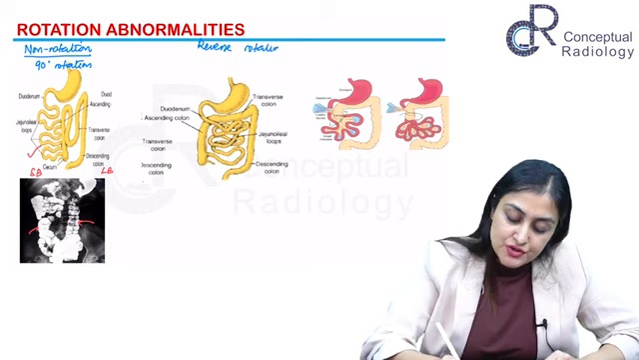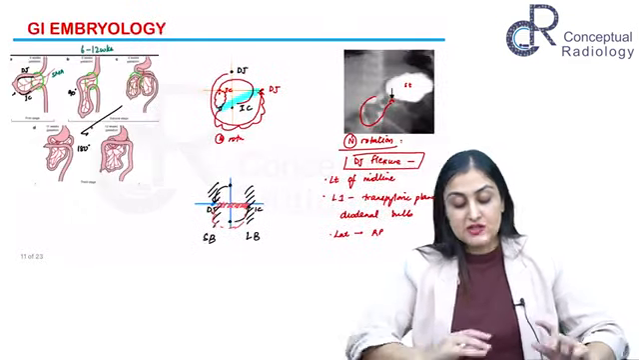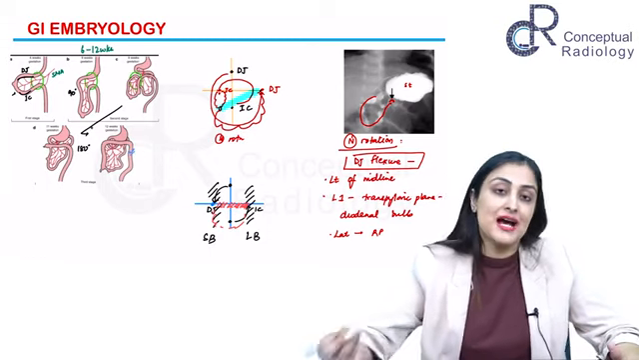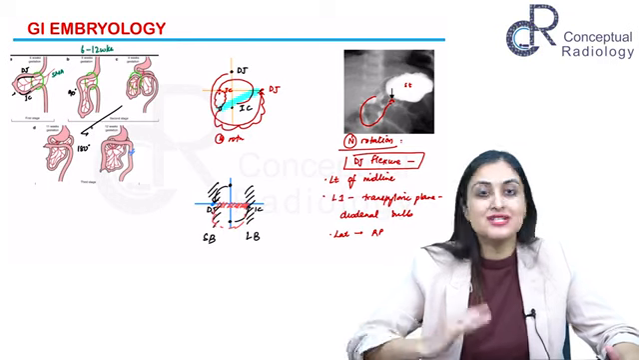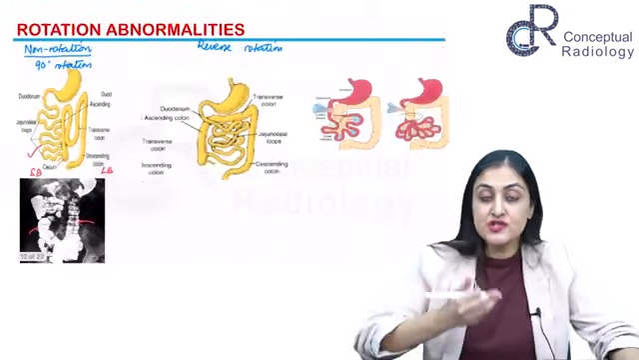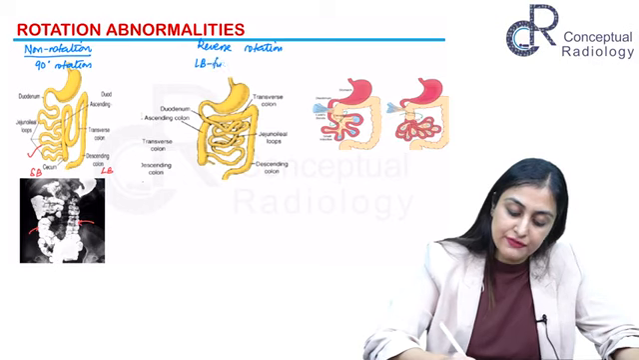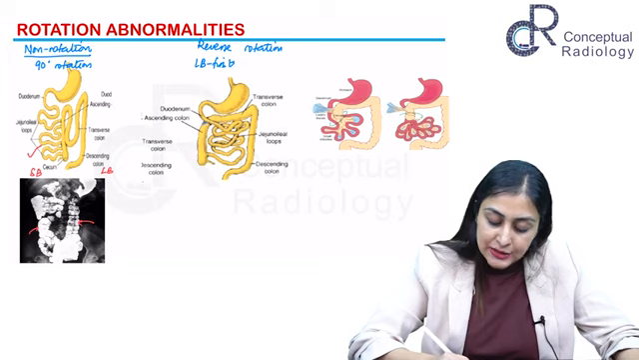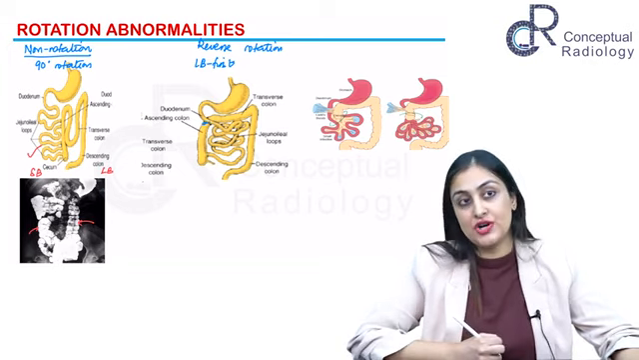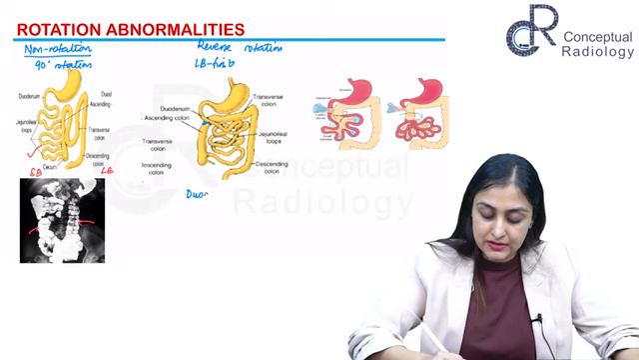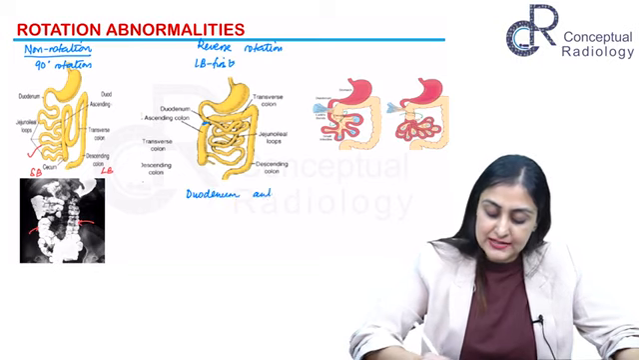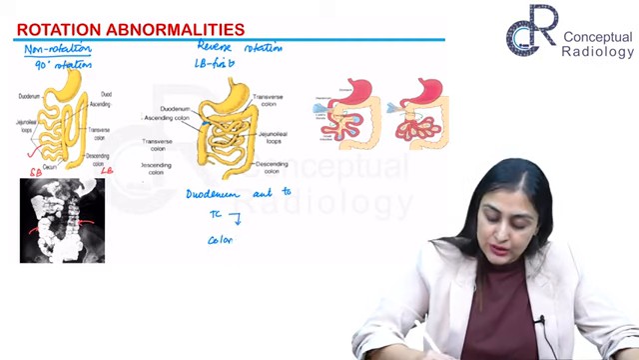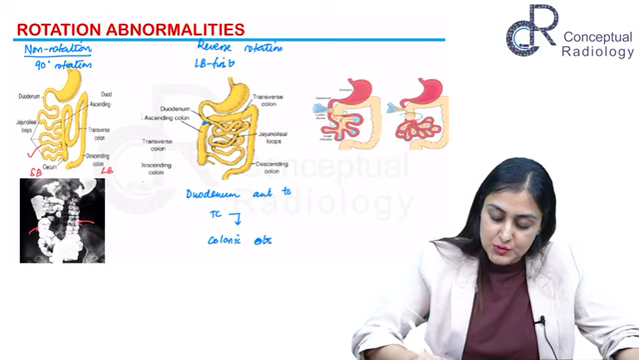What happens in reverse rotation? Normally when the bowel is coming back, remember L and L: the large bowel is last to come in. The small bowel comes in first and the large bowel comes in later. But if this is reversed, if the large bowel comes in first, before the small bowel, what you're going to see is that the duodenum is now anterior to the transverse colon. So the marker here is that the duodenum is anterior to the transverse colon, and that's going to result in colonic obstruction. It's going to obstruct the transverse colon.